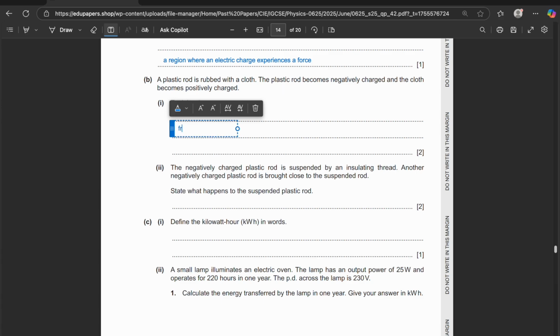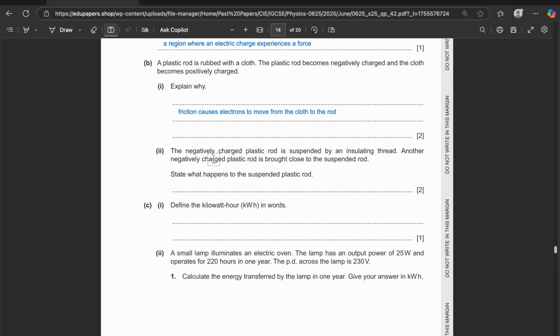So you can write friction causes electrons to move from the cloth to the rod. 2. The negatively charged plastic rod is suspended by an insulating thread. Another negatively charged plastic rod is brought close to the suspended rod. State what happens to the suspended plastic rod. So it will move away from the charged rod, it gets repelled.